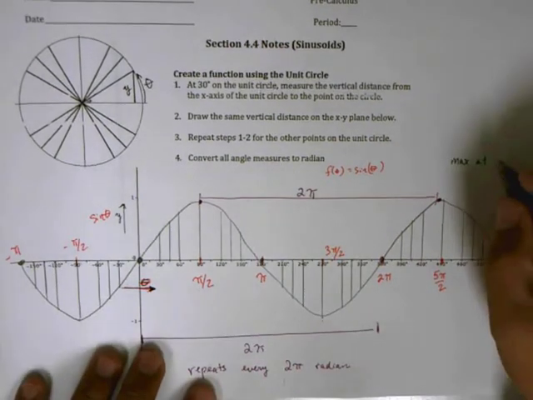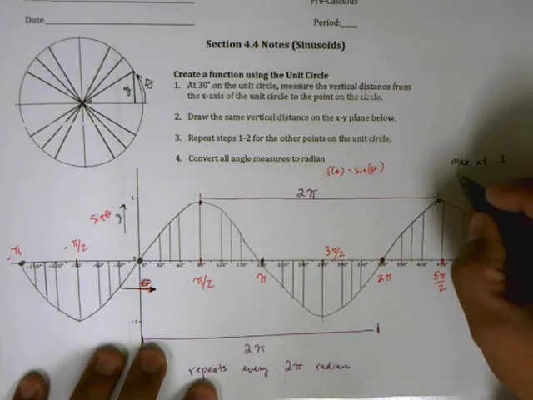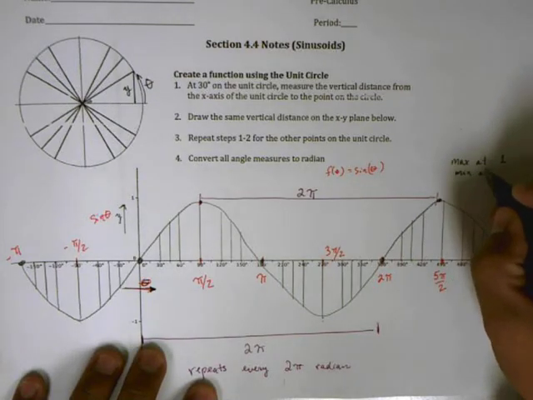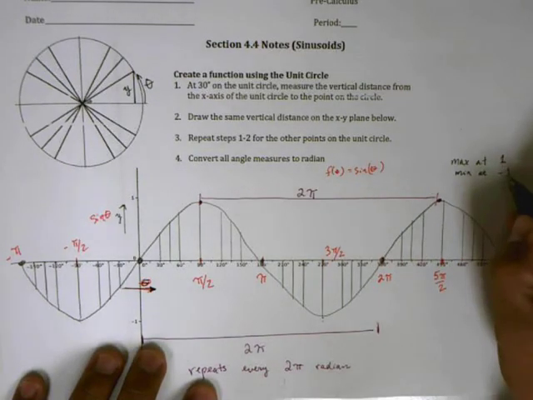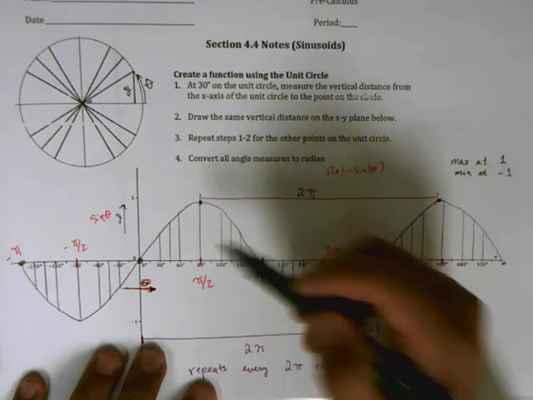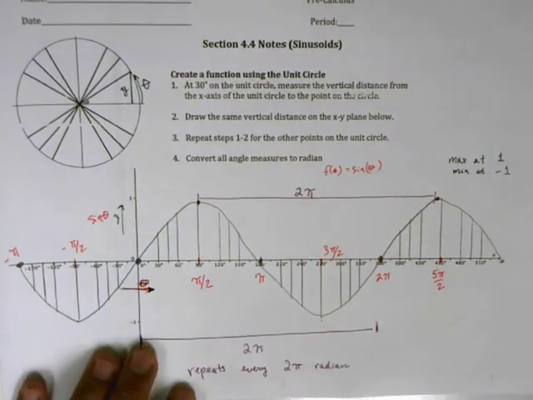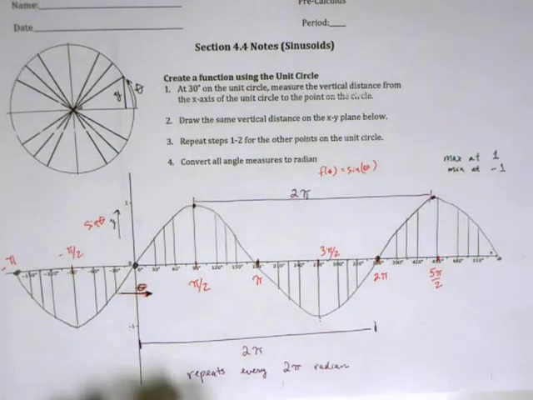Okay, so all of the max values are at 1. All of the minimum values are at negative 1. Okay. And these are just the vertical distances. We haven't talked about how often this occurs. And let's just see here. Let's look at the max value.